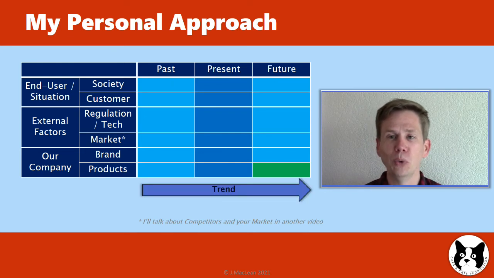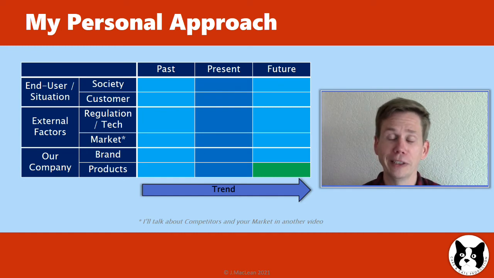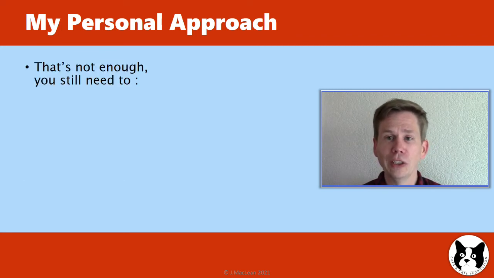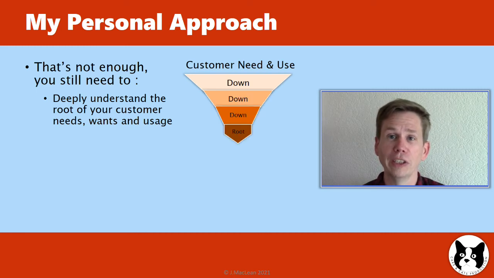Like I said, if you understand the past and you understand the present, you have a better chance of predicting the future. You can never fully predict the future, but you have a better chance of it. But that's not good enough. You still need to do several other things. You still need to deeply understand the root of your customer need, want, and usage. You need to dig down, and eventually find the root of what your customer actually really wants or needs.